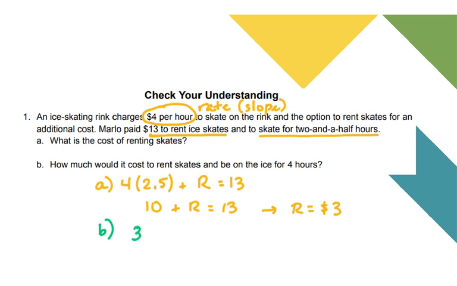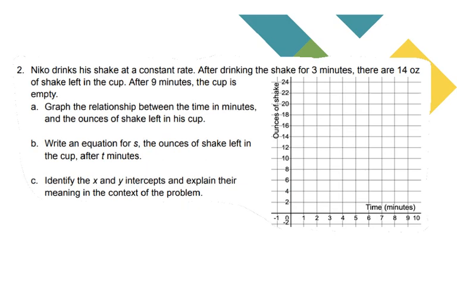We already know that's $3. And we know that we are on the ice for 4 hours and it costs $4 per hour. So we have 3 plus 16 for a total of $19. The important thing when you do problems like this is that you are showing your work as you go along. Okay, on to the next question.